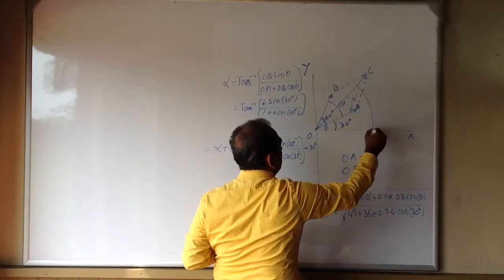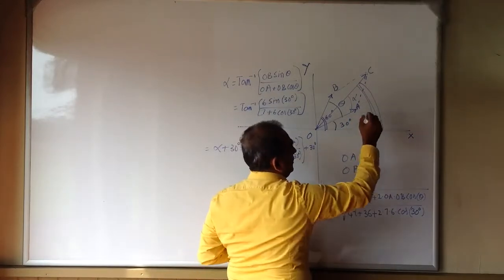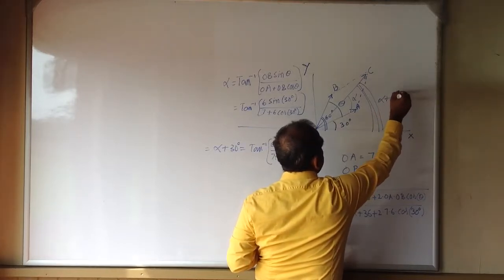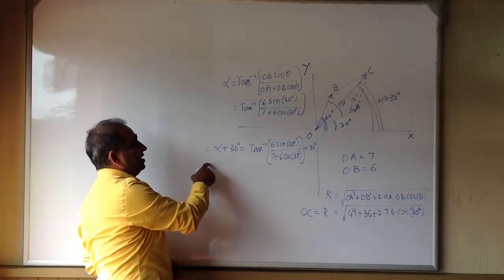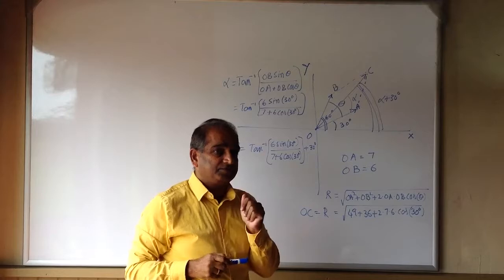Let me call that one with 3 lines like this, sorry, which is alpha plus 30 degrees. So that's the angle. That's how you find the resultant value.